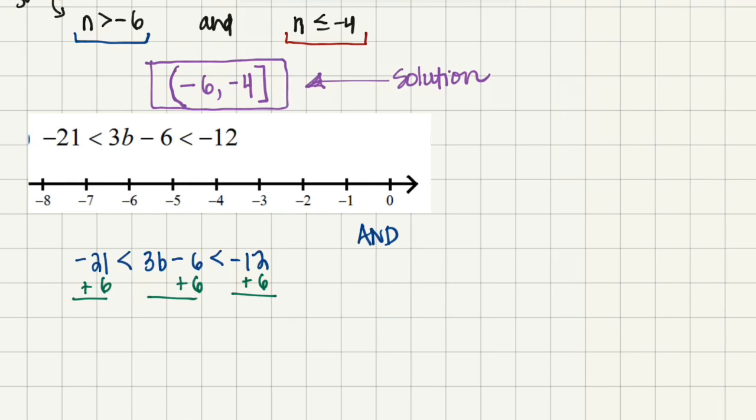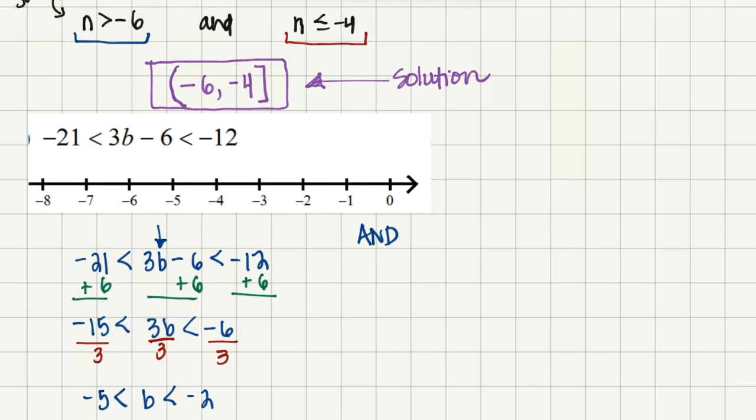So I'm going to try and isolate that b and, in a sense, solve for that b. That's going to give me negative 15 is less than 3b is less than negative 6. So see, I'm trying to solve for that b. Well, now I need to divide by 3. So when I divide by 3, if I divide the middle part by 3, I have to divide the part on the left and the part on the right by 3. Not a negative 3, just a 3. So divide the middle part by 3, divide the left part by 3, divide the right part by 3. Then we have negative 5 is less than b is less than negative 2.